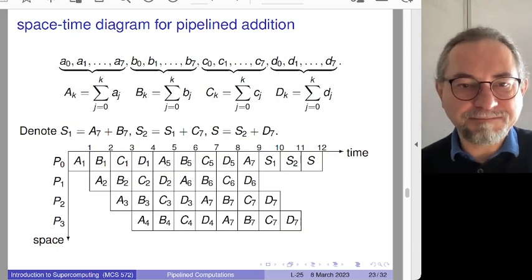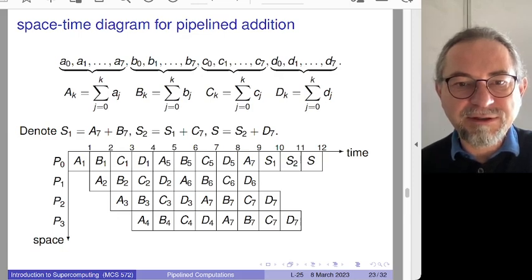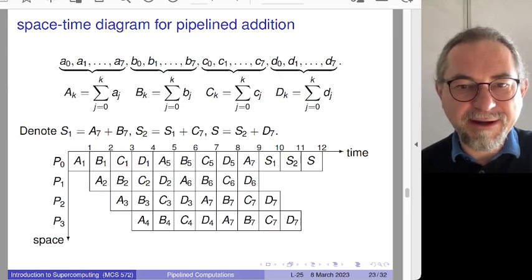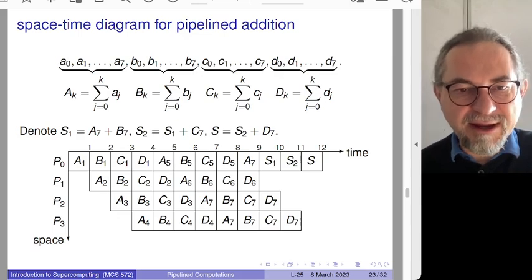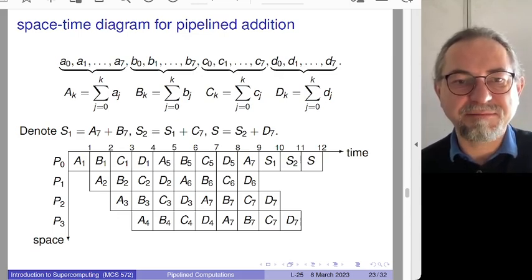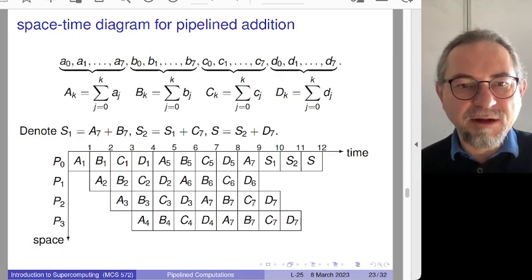Okay, here we have the sums. So we have the sums that are going in. You see the notations. The A sum is first being computed. We have the A sequence that goes through the four processors.